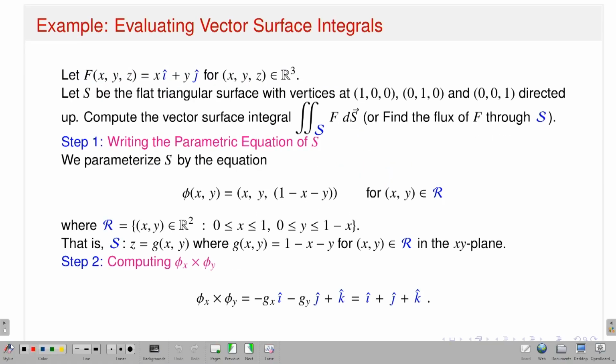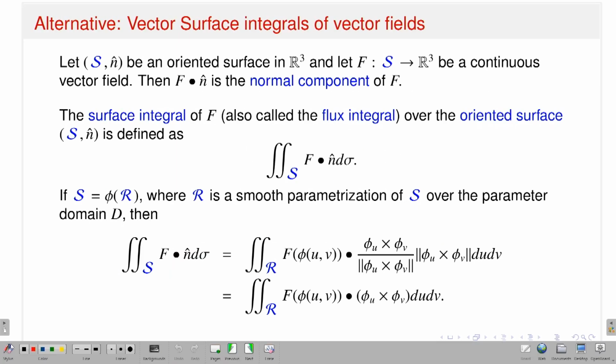So you take the dot product, make a scalar and compute the double integral over this region. That means the double integral over R of capital F of phi(u,v) dot phi_u cross phi_v times du dv. You have to perform that double integral. Okay, so just recall that one. If you forgot the formula, this is the formula.